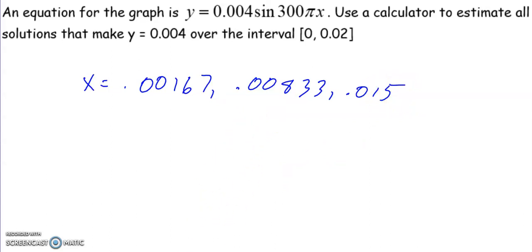Awesome. Now, if you're doing significant figures, we're not going to do significant figures in this one.